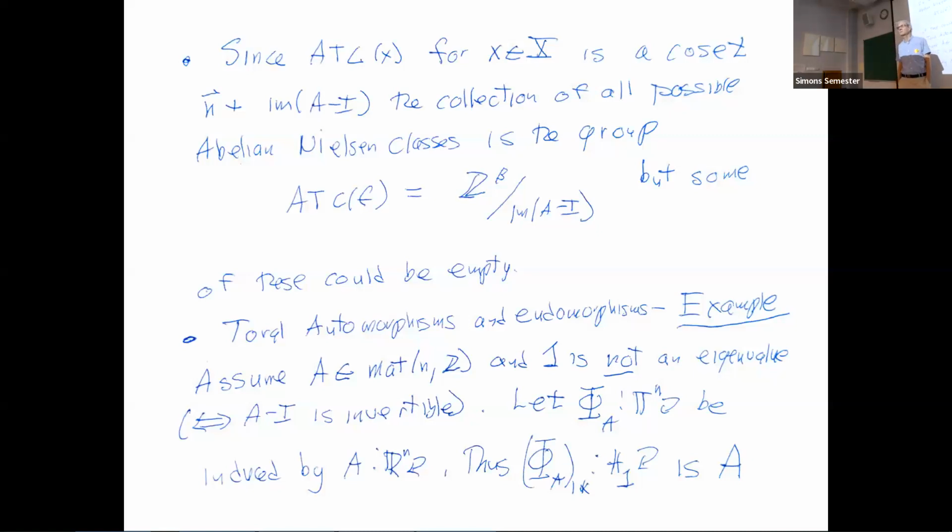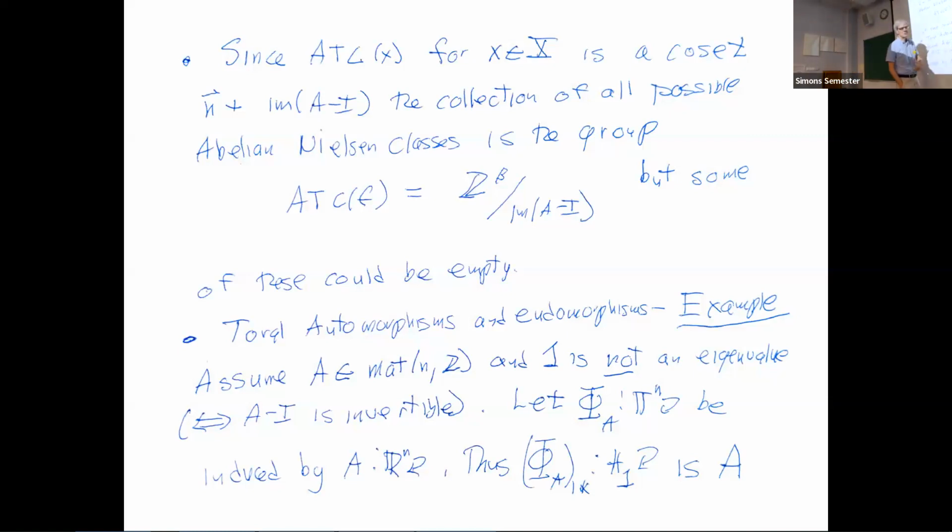Where we are is we've taken a dynamical system, used its universal abelian cover to associate to fixed points, or periodic points in fact, elements which are coordinates of their classes in this group. Now, that means that if we look at a given F, we can look at its collection of all possible abelian Nielsen classes, and they're all cosets in this group.